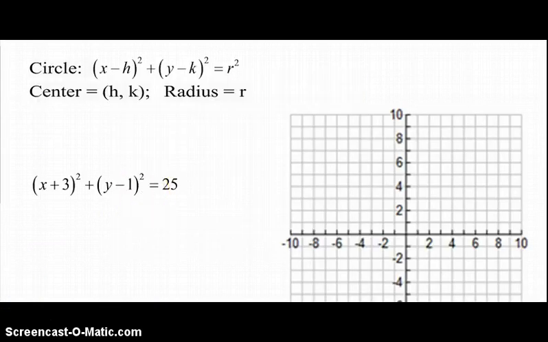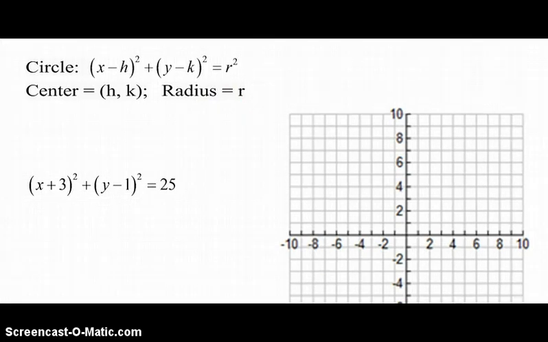So, the standard form of a circle is the quantity x minus h squared plus y minus k squared equals r squared, where the center is the point (h, k) and the radius is r. We're going to go through this example a little bit quick, only because, like I said, we did do this earlier in the year. You have done this before this year as well.